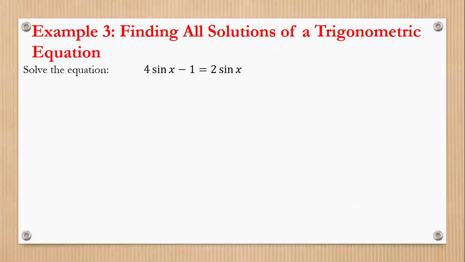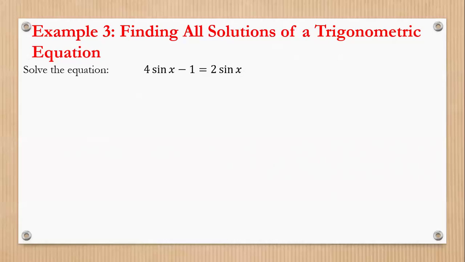Let's look at another example. We want to solve this equation. Again, as I said, the equation must only have one function, and this equation has only the sine function, so it's okay. And we only need to isolate the sine first. To isolate the sine, we need to move all of those terms that have a sine to one side and the numbers to the other side.